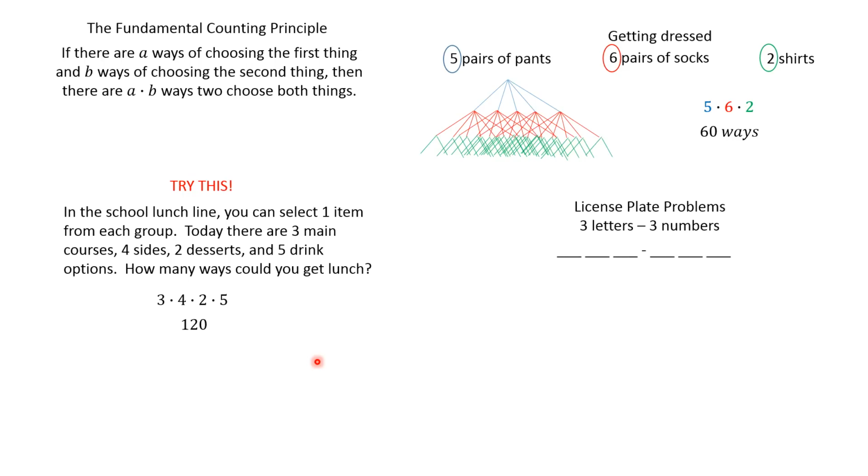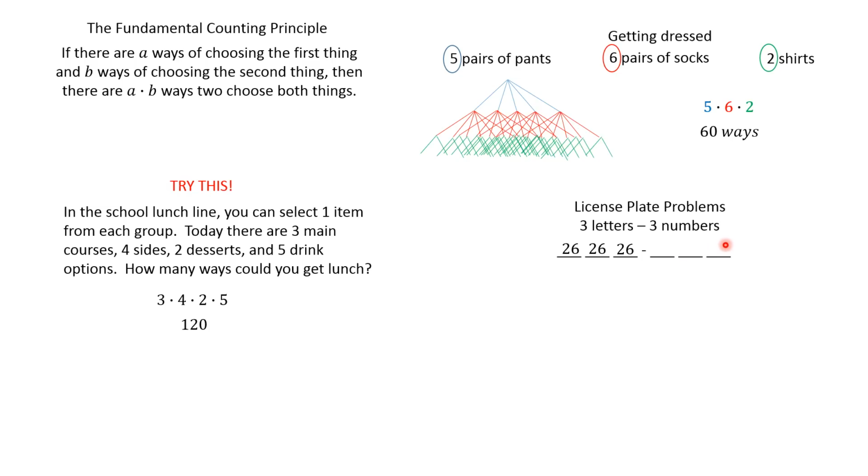So what I like doing is I like getting each of the spaces out. And then we can figure out how many ways can we pick for this space. So this is going to be a letter. How many ways can we pick a letter? Well, there are 26 letters in the alphabet, so we have 26 to choose from. And then, how could we pick the second one? Well, there's still 26 letters, so we have 26 to choose from. And then the third one, 26. And we're just going to multiply these together.